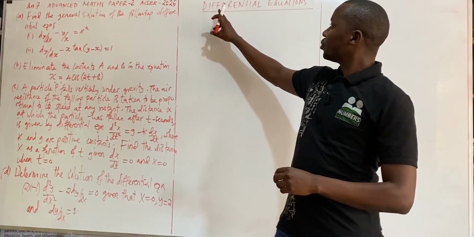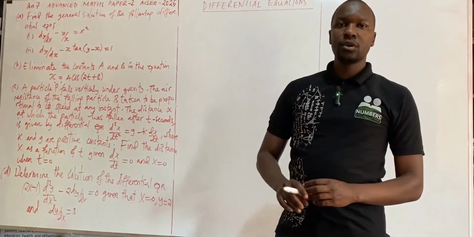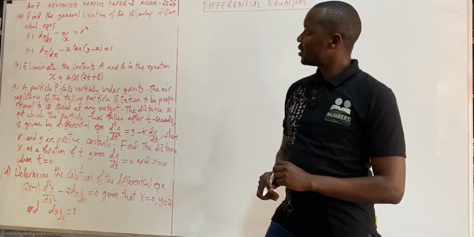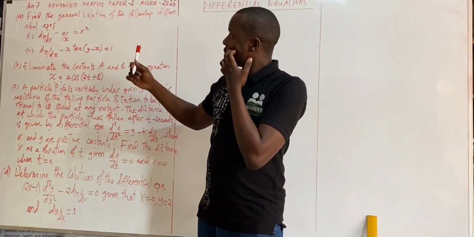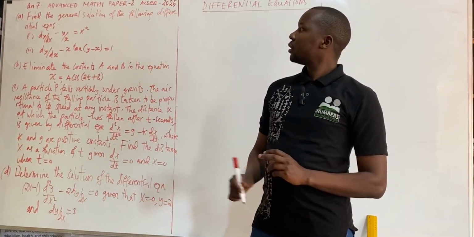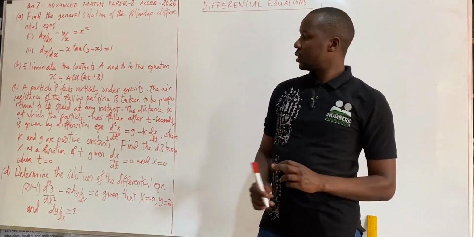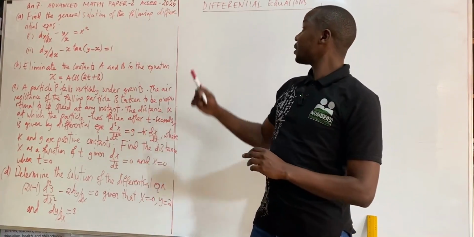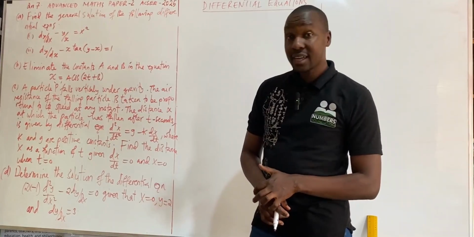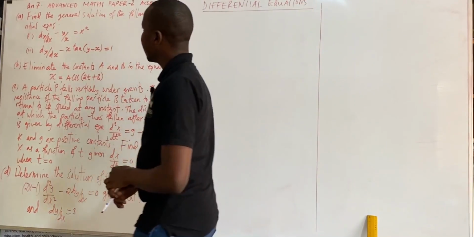Today we are going to look at the topic of differential equations, and this normally is question number 7, particularly in the Advanced Mathematics paper 2. This is the year 2025, and that's what the question brought for the part of differential equations. The question has 4 parts, and let's see case A.